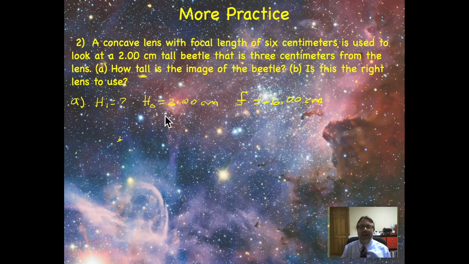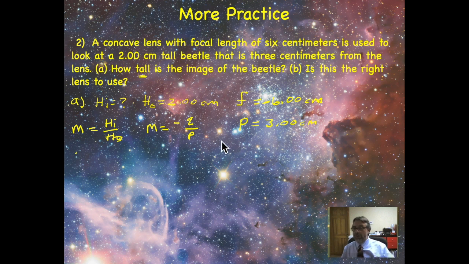So with that said, how am I going to get the height of the image? Well, if I knew the magnification, I could do it. The magnification, again, is equal to HI over HO. So if I can find this magnification, I can find the height of the image, since I have the height of the object. But remember, the magnification is also equal to minus the distance to the image Q over the distance to the object P. Now they're telling me that the beetle is 3 centimeters from the lens, so I know that P is equal to 3 centimeters.